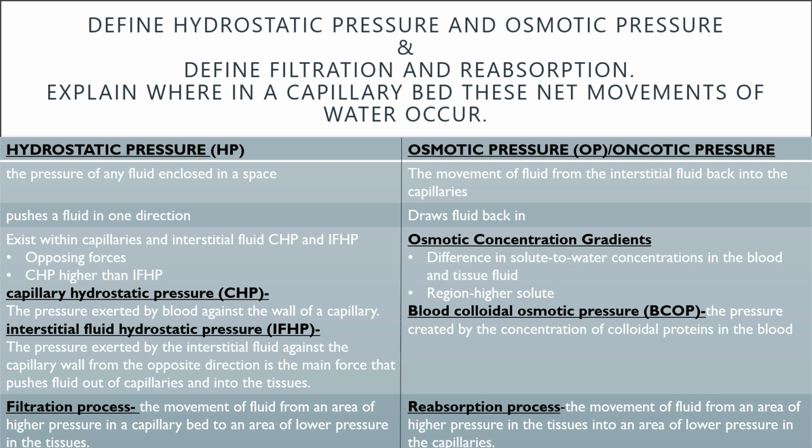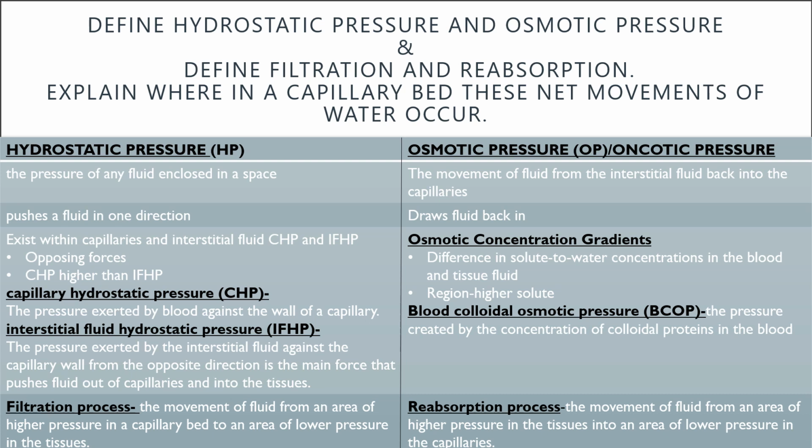When looking at water movement across compartments, we are interested in the hydrostatic pressure that exists within capillaries as well as the hydrostatic pressure that exists in the interstitial fluid. To distinguish between capillary and interstitial hydrostatic pressure, they can be abbreviated as CHP and IFHP. CHP and IFHP are opposing forces. While capillary hydrostatic pressure is the pressure exerted by blood against the wall of a capillary, interstitial fluid hydrostatic pressure is the pressure exerted by the interstitial fluid against the capillary wall from the opposite direction.